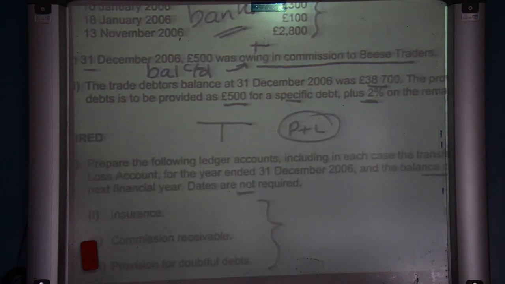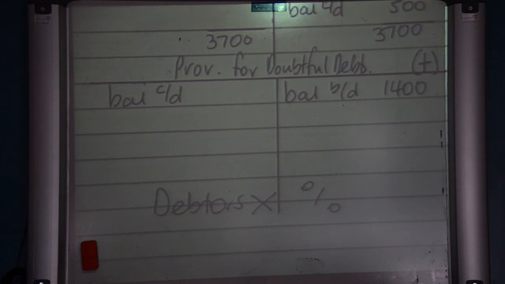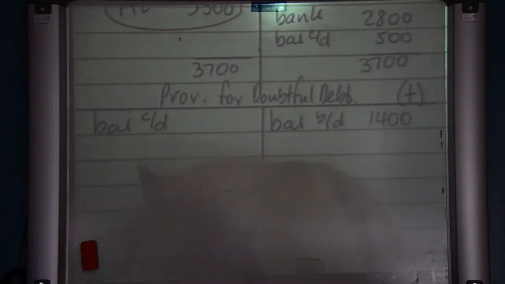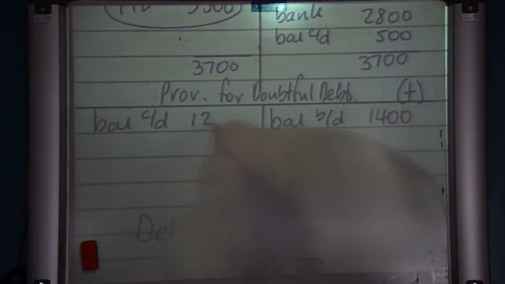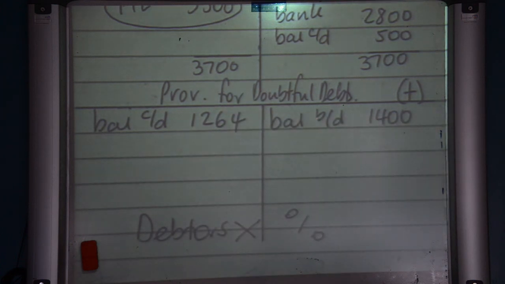Okay, so let's go back to our T account. Alright, got paper everywhere here. BAL CD, we've just worked it out. It was 1,264. Okay, so there you go. There will be at least 3 marks possibly for your provision for doubtful debts account, but it's not finished yet. I've got one more figure I need to figure out here, and it's what happened to the difference between the BAL BD and the BAL CD.